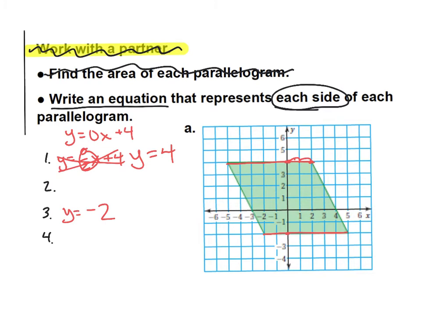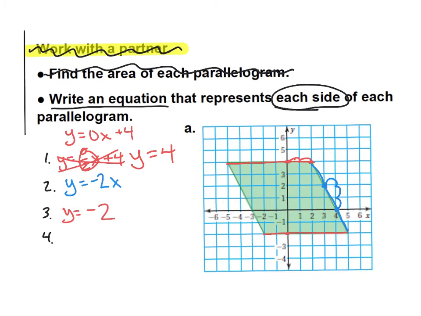Now let's do the diagonal lines. These are going to be a little bit trickier because we need to find the y-intercept. Y equals something x, and then the y-intercept. And this one doesn't cross. So what you're going to have to do is find the slope. So I'm going to use this point and this point. 1, 2, and then backwards 1. So my slope is -2.